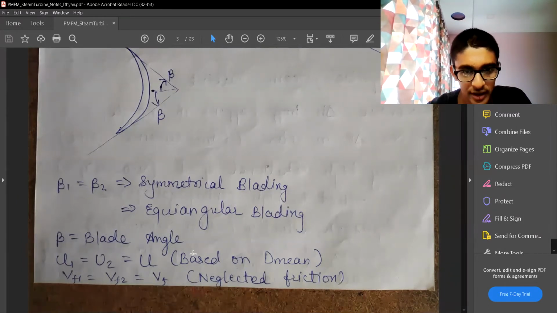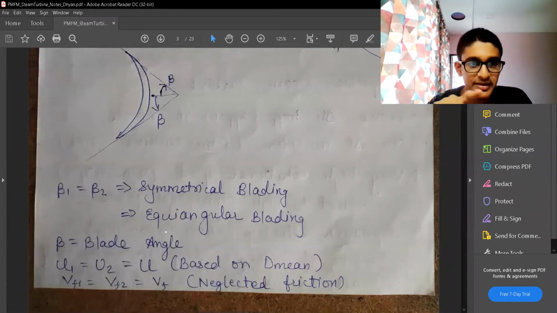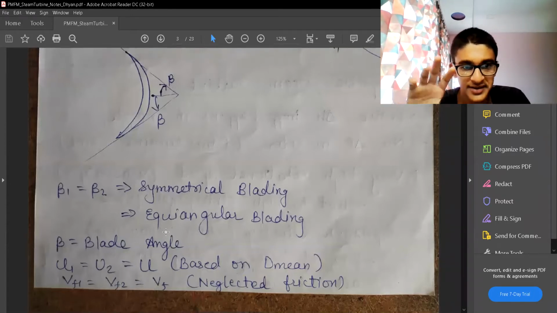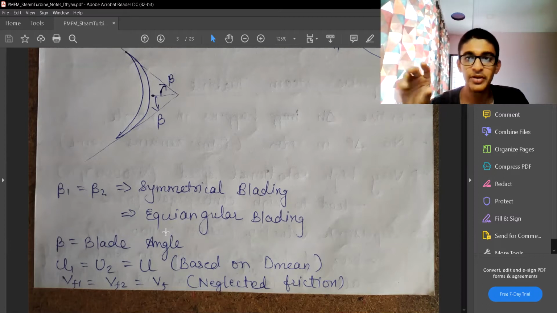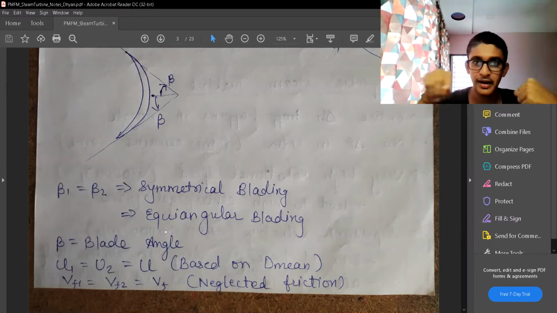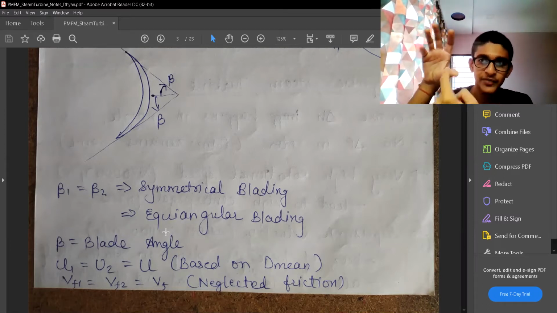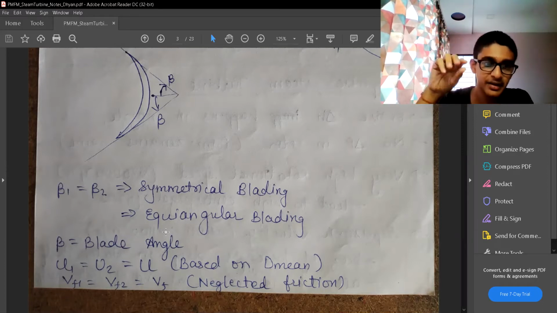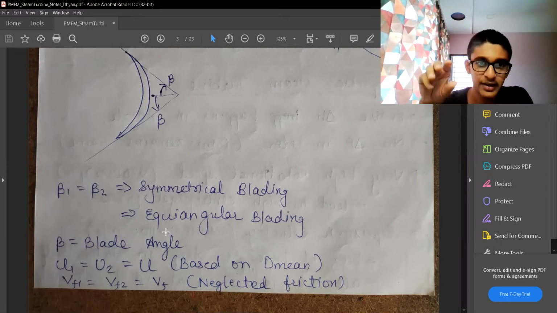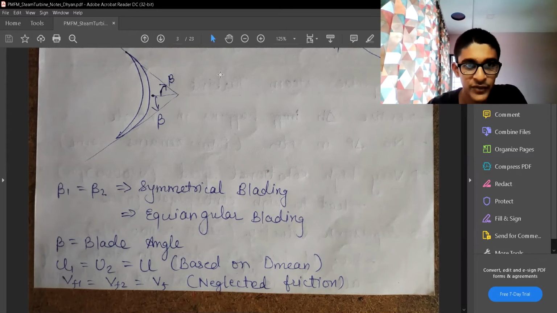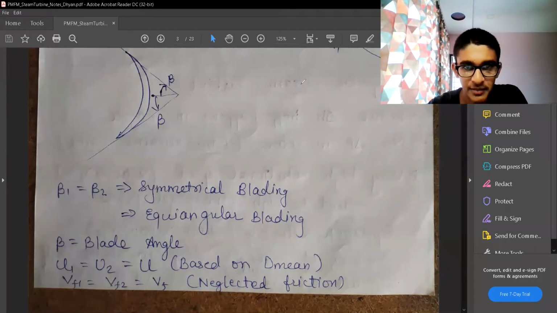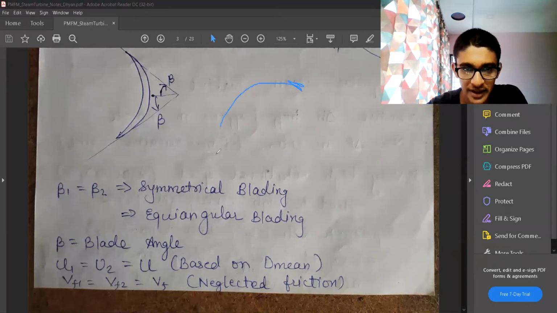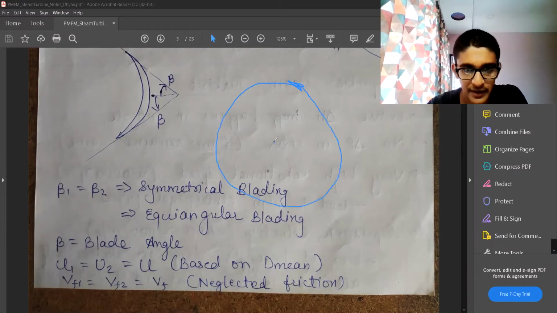This is based on the mean diameter. This is the same as the things I have explained in the centrifugal compressor, because over there also the blades are at the same distance from the center. So what does that mean? We can define a blade speed based on the mean diameter. Since the blades are at constant diameter from the center, we can define the mean speed.